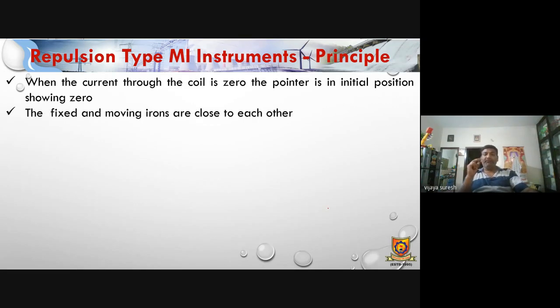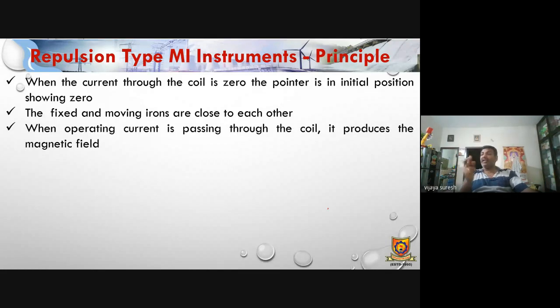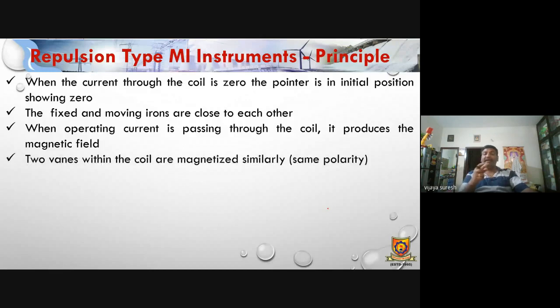Then the fixed and moving irons are close to each other because there is no current flowing through the coil. Once the operating current passes through the coil and increases, it produces a magnetic field. The two vanes within the coil are magnetized similarly with the same polarities, so north-north and south-south will be observed here. As north and north, south and south are there, they repel each other. Hence, the two magnets will repel each other.